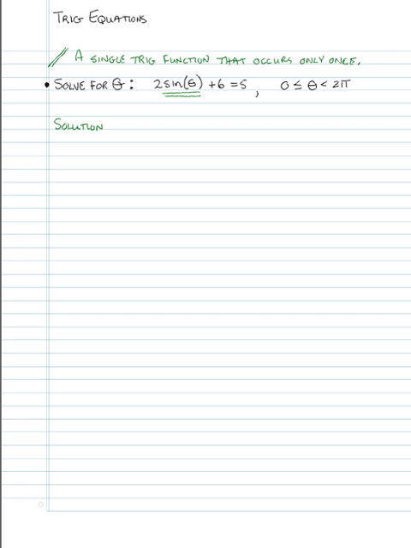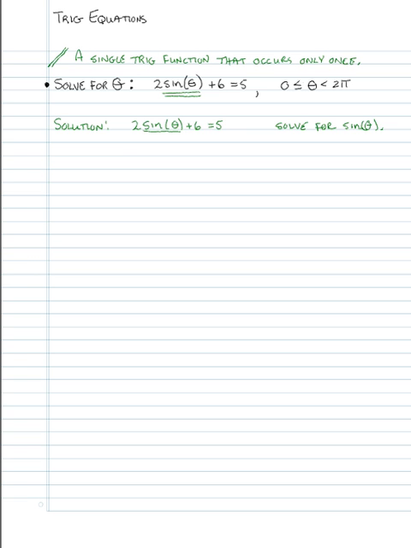Here's how we're going to do it. I'm not writing the solution yet. We're going to take our equation and solve for sine of theta. So that's our strategy: solve for the sine of theta. And after that, we'll figure out what theta is. So we need to isolate sine of theta.